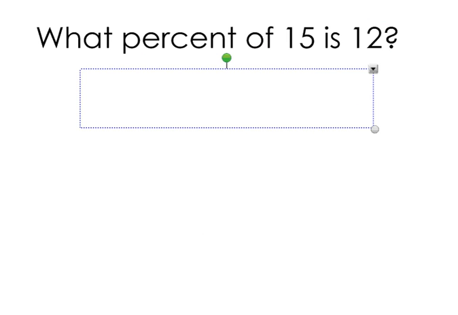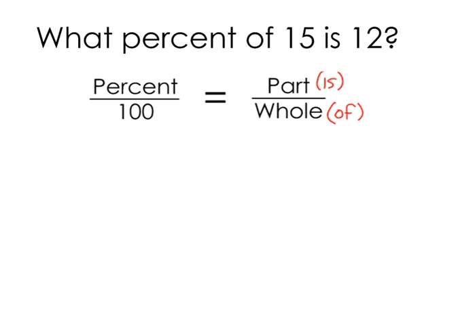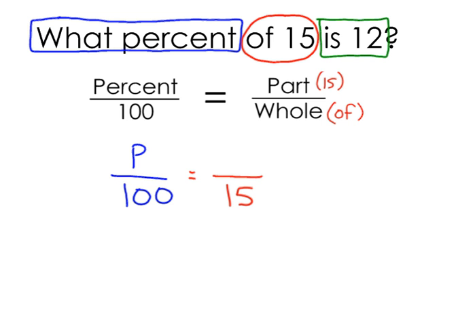All right, next one we have: what percent of 15 is 12? So again, we'll use that same proportion that we started with. This time we don't know what the percent is. That's what we're trying to find. So I'm going to put a variable out of 100. And then it says of 15, so that's going to be my denominator. And then I have is 12, so that's going to be the part that'll be the numerator.